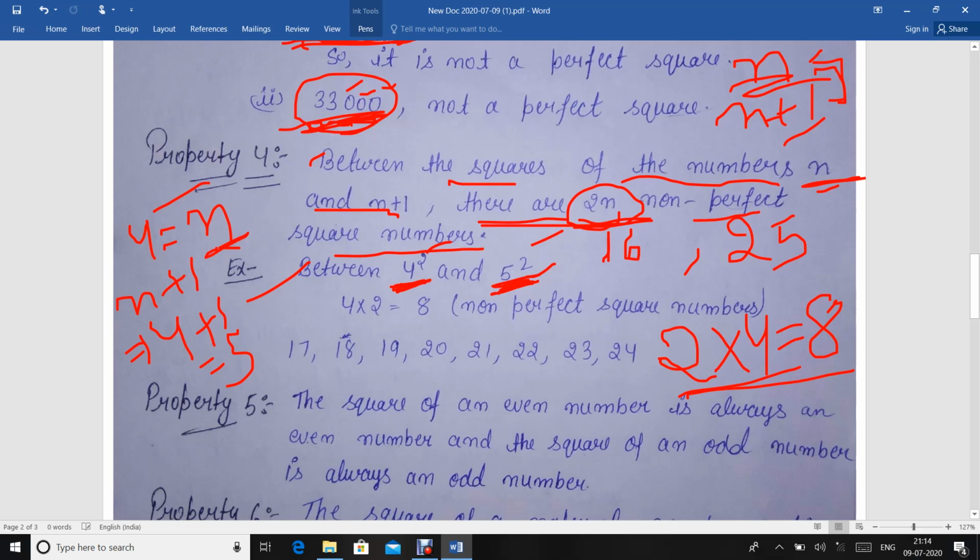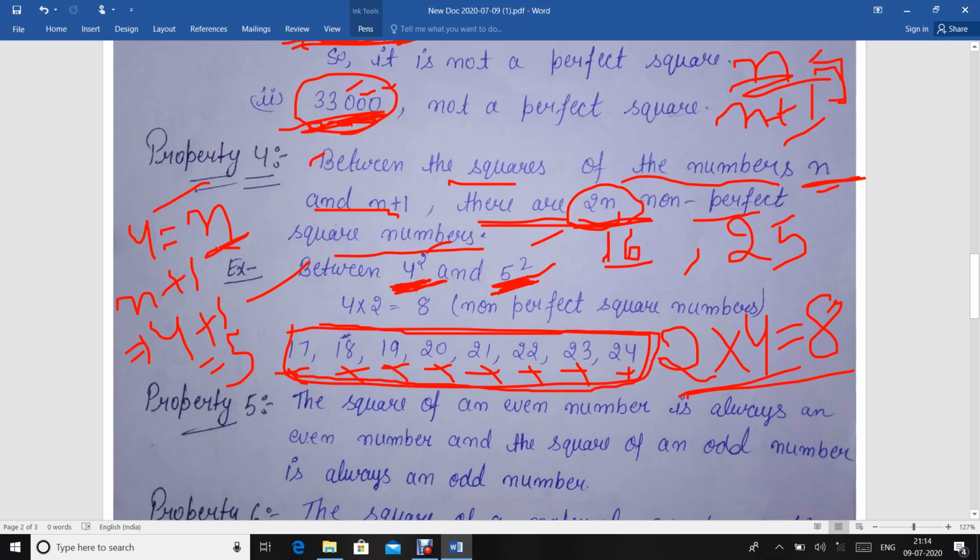As you know, the square of 4 is 16, so you count after 16. There are 17, 18, 19, 20, 21, 22, 23, 24. Now count the numbers: 1, 2, 3, 4, 5, 6, 7 and 8. There are 8 non-perfect squares, and see these numbers carefully. Any of these numbers is not a perfect square. So this property can be used for large data.